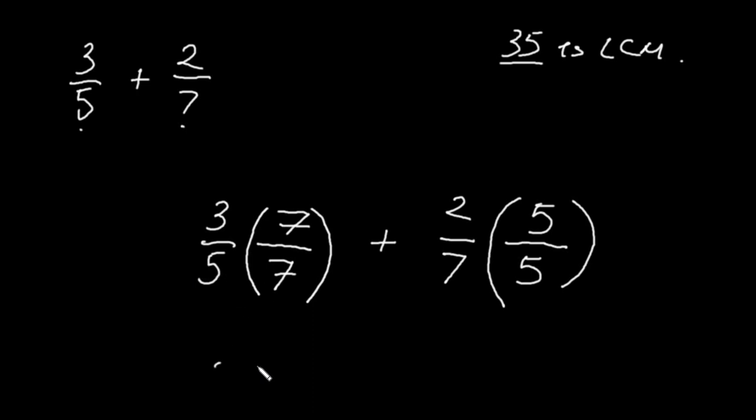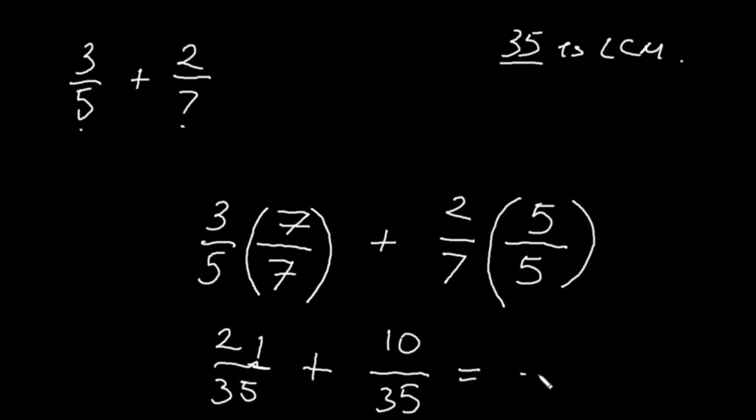We'll have 5 times 7, which is 35, and we'll have 3 times 7, which is 21. And here we have 7 times 5, which is 35, and we have 2 times 5, which is 10. So you see here now we have the same denominator for both fractions. So we can now share that common denominator. Here is 35, and then we'll simply add the numerators. We'll have 21 plus 10, and that equals 31 over 35.